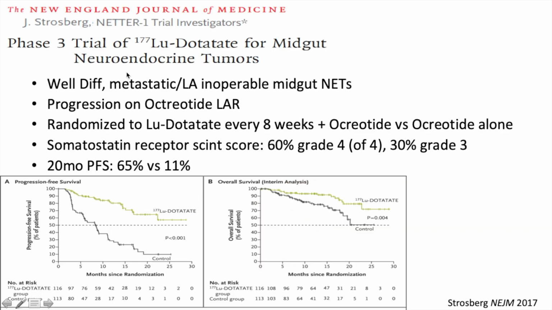So this has been studied in a big phase 3 trial that was published in the New England Journal of Medicine in 2017. It's called the NETTER-1 trial. These are well-differentiated tumors, which had already progressed on octreotide.